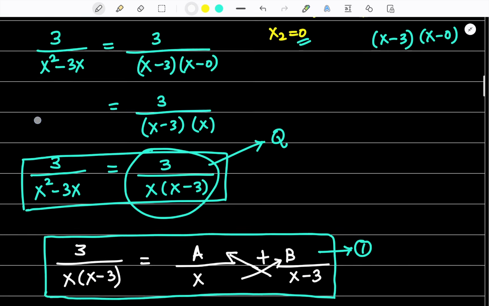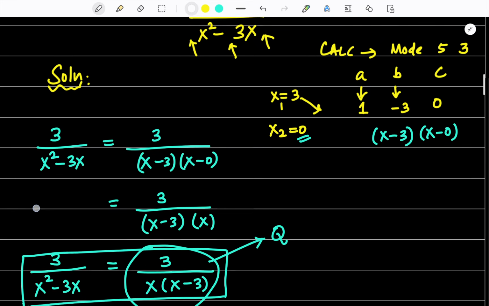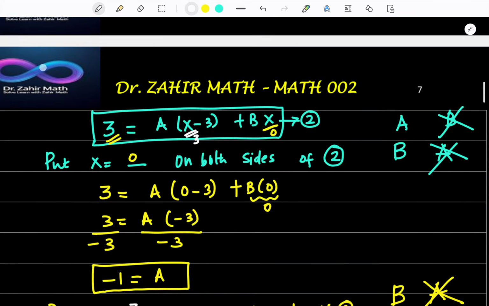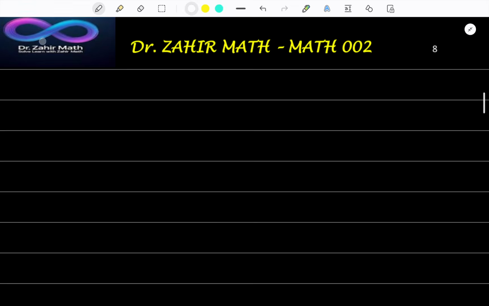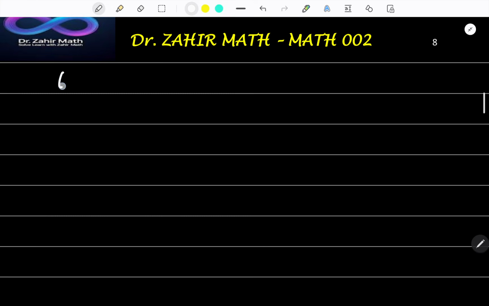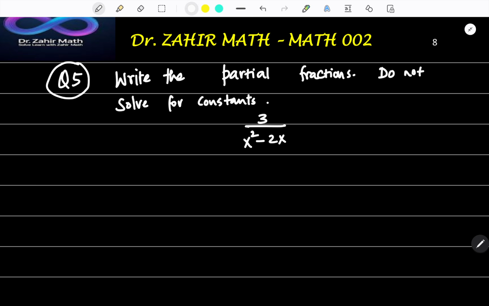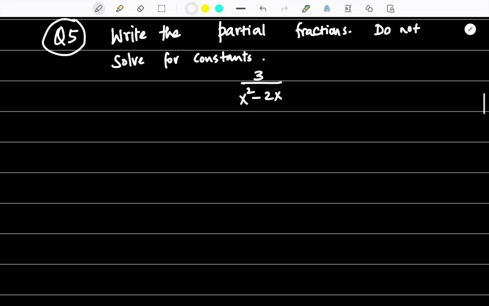Right. So now we are going to question number 12. Question number 12. And question number 5, there is a different question. What is that? Let me tell you. Question number 5. The question is, write the partial fractions but do not solve for constants. This is the question. So what do you mean by do not solve for constants? Constants means a and b. So no need to find this a and b. They are just saying write the partial fractions.